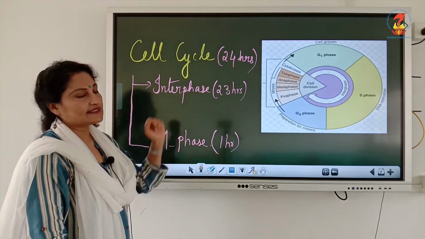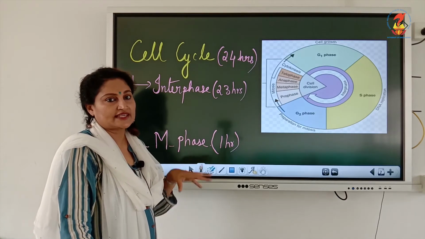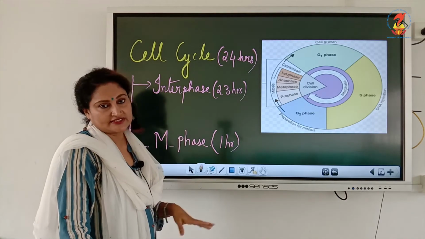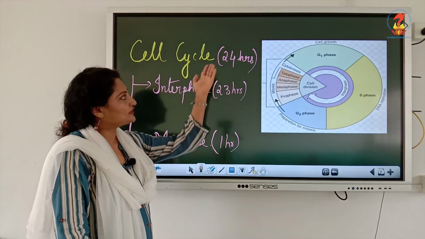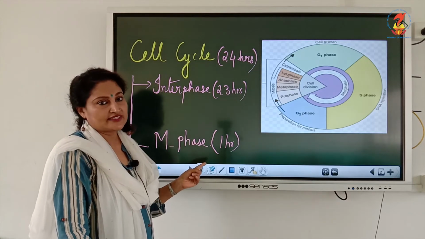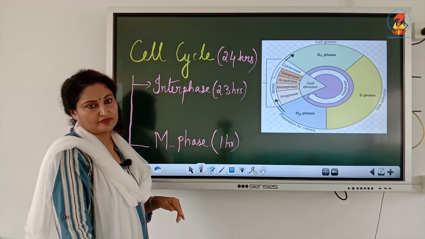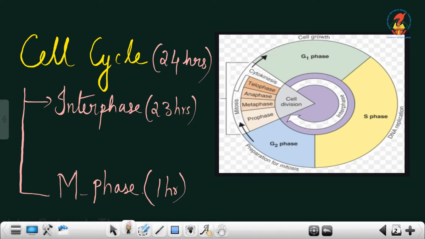So, that lengthy is the interphase. Nearly 95% of the cell cycle is the interphase stage and just 5% is the M phase. So, if you take a 24 hours cell cycle, 23 hours will be the interphase and just 1 hour will be the M phase. So, this is the cell cycle which is represented by a pie diagram.